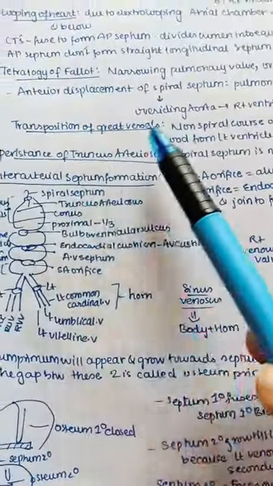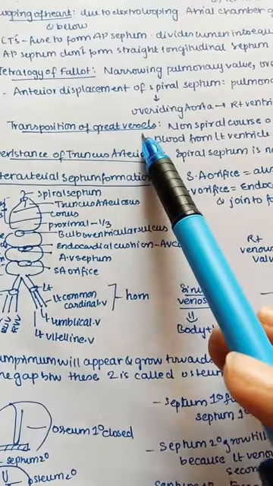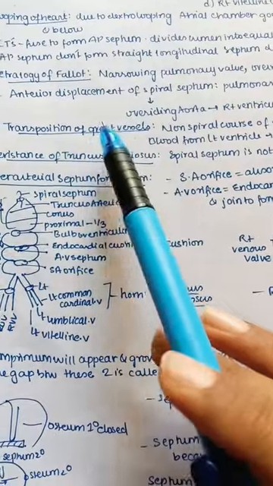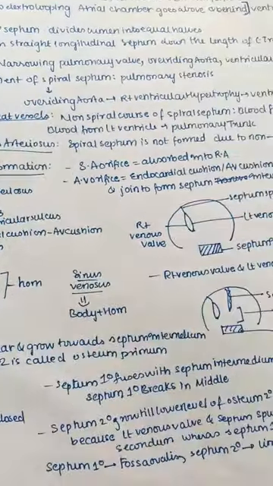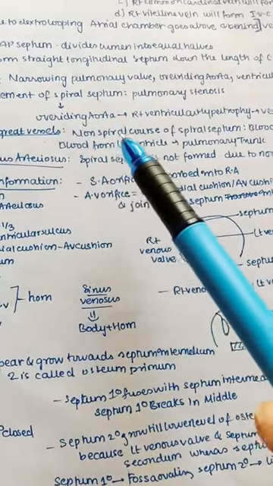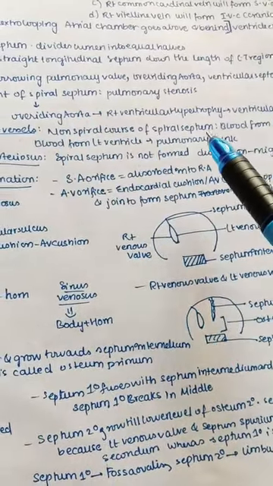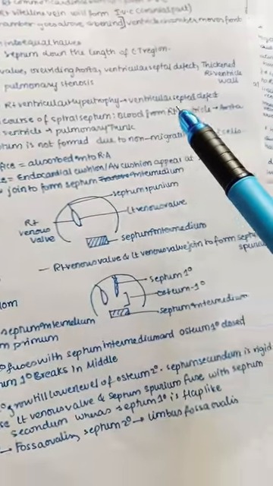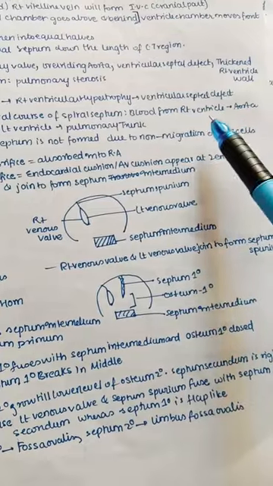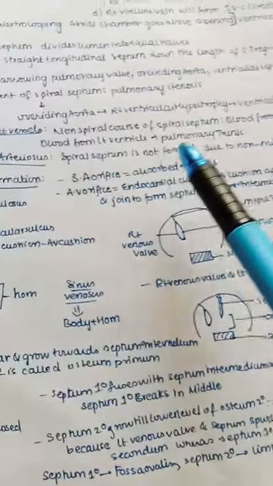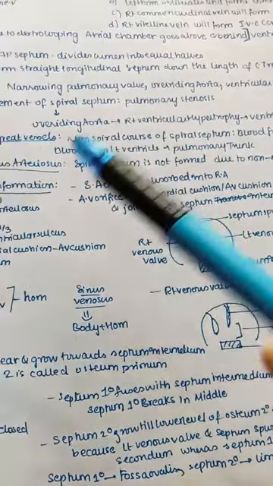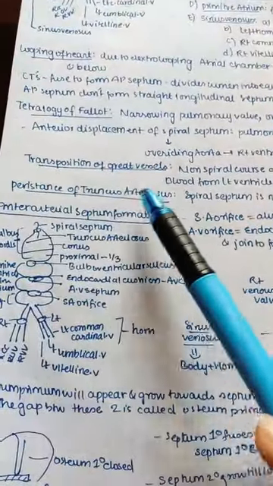So next, let us see transposition of great vessels. In the name only you can understand, we know what are the great vessels, aorta, pulmonary trunk. So if these are transposed, means they are exchanged or changed in their structure. Normal orientation is changed. So non-spiral course of spiral septum leads to this. That is, the blood from the right ventricle goes into the aorta. Actually, we know from right ventricle it should go to pulmonary trunk, but here it goes into aorta. And the blood from the left ventricle goes to pulmonary trunk, we know it should go to aorta. So this is like opposite. So this is the transposition of great vessels.